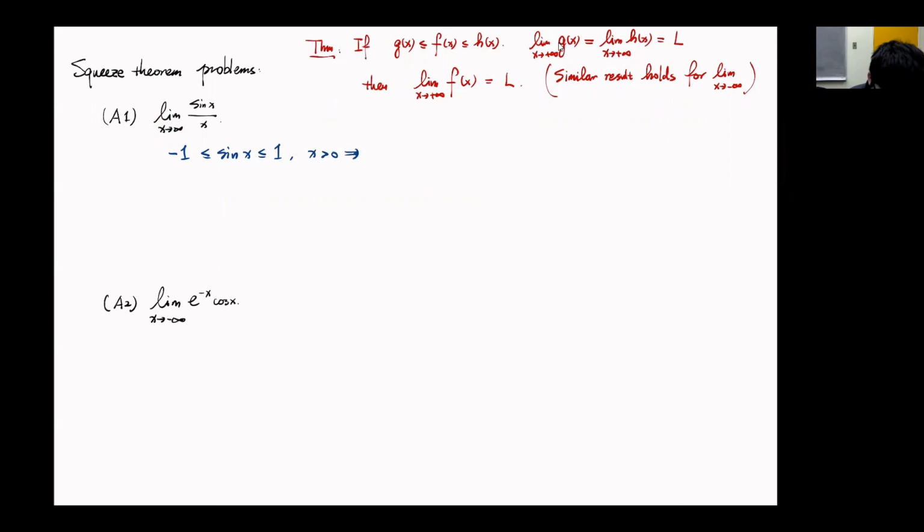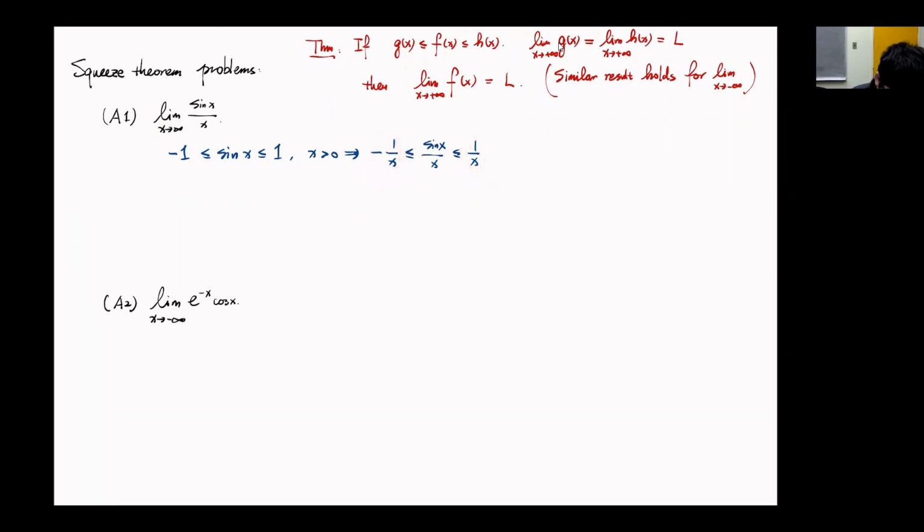So then if I divide the first inequality by x everywhere, the inequality does not need to change directions. So what I will get is precisely -1 over x is smaller or equal to sine x over x, and that is smaller or equal to 1 over x. So this will be my lower bound function, and this will be my upper bound function.